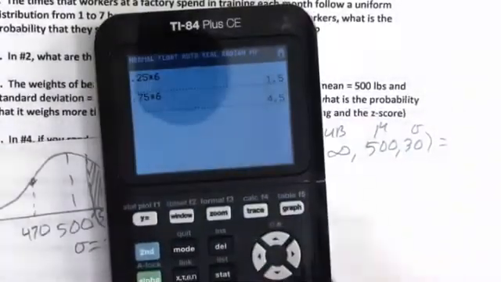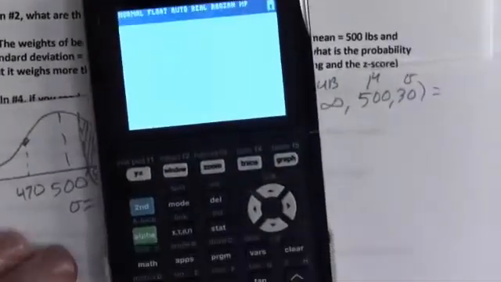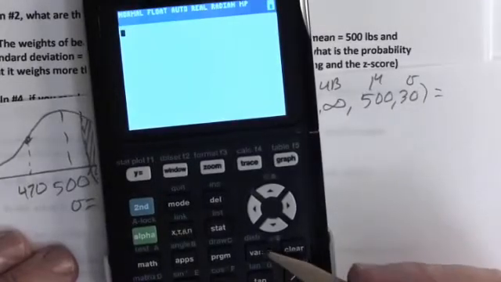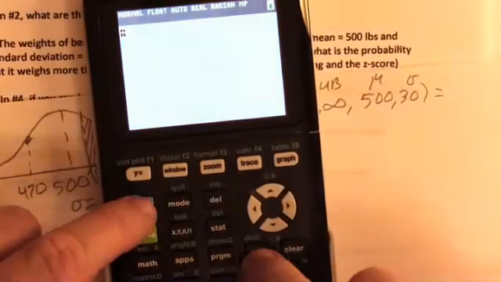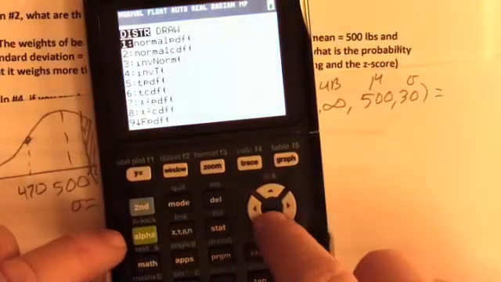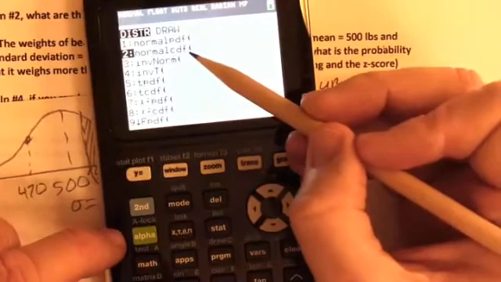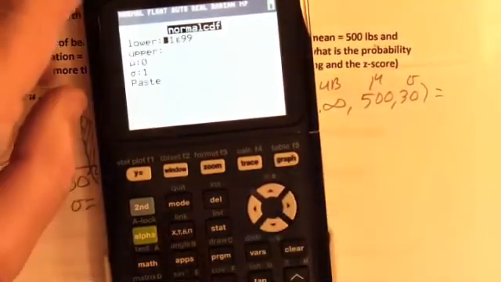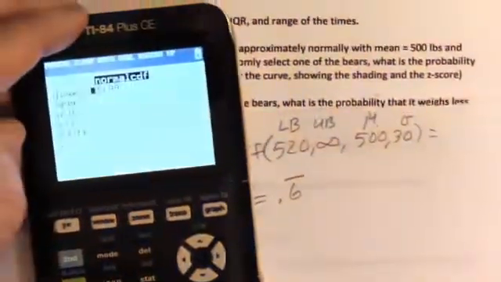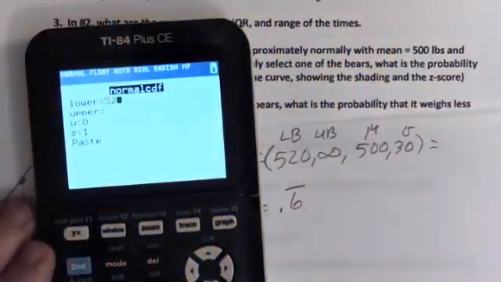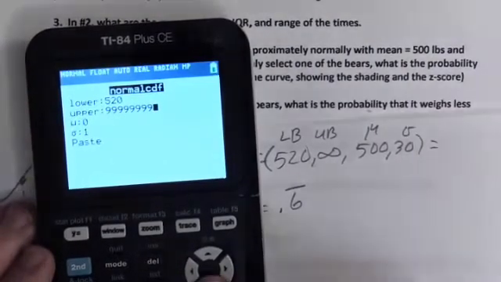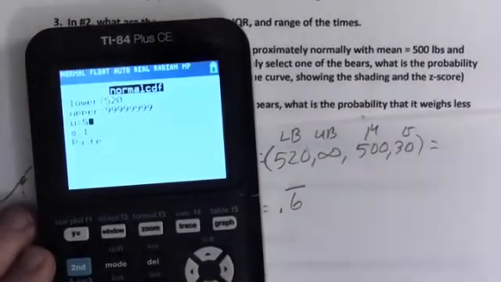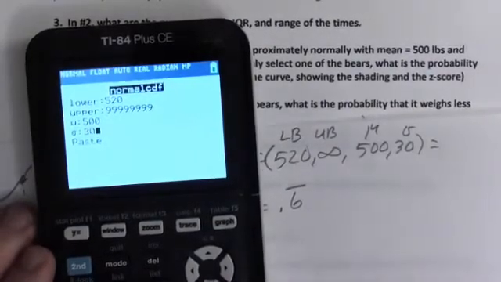And so the way we do that calculator function is we're going to go to the distribution menu, which is right above the vars button, right there. That's where normal CDF is. So I go second distribution, second vars, which is distribution, normal CDF, right there, the second one. And so we are going from 520 to infinity. So you can just hit any sort of big number and be fine. And then 500, and then 30.